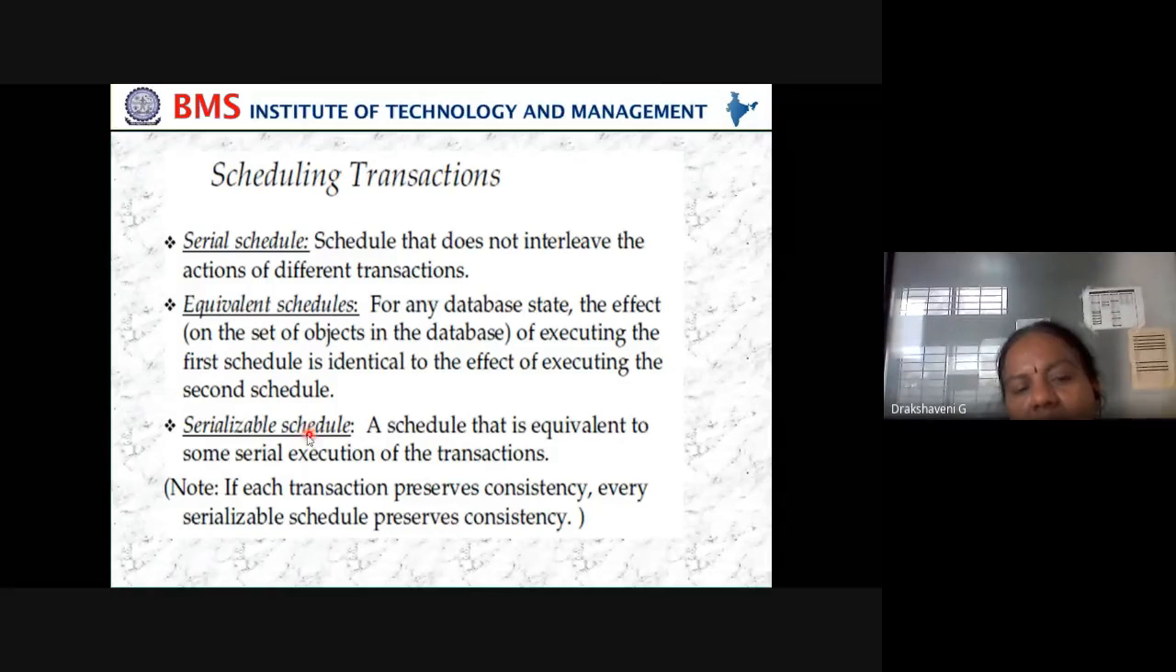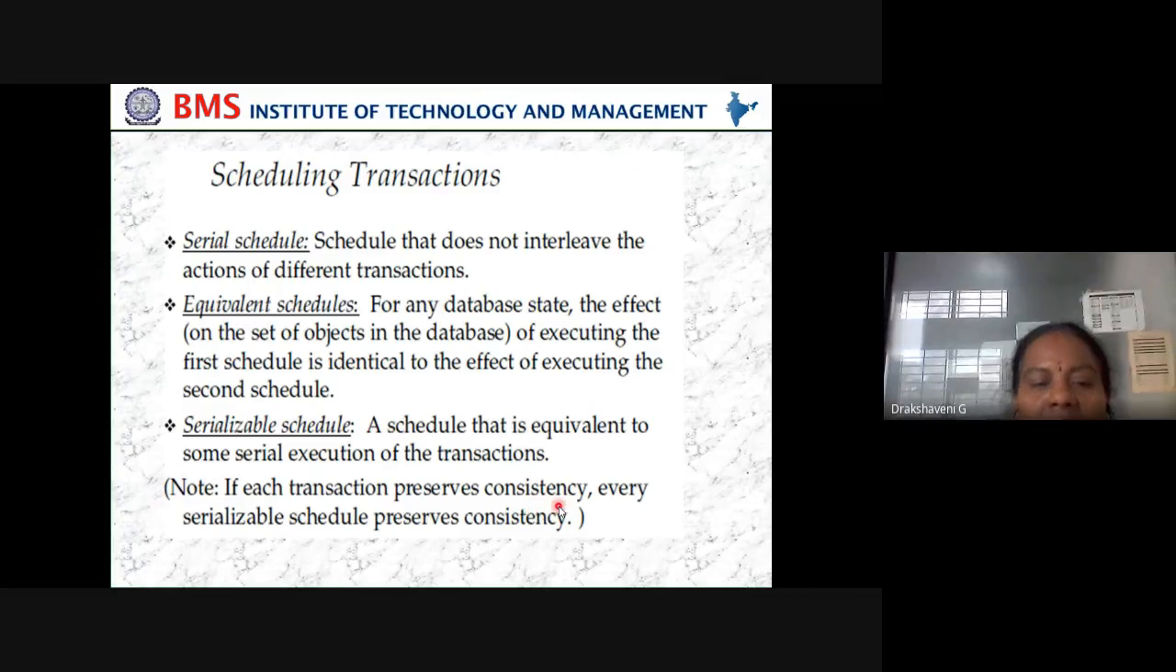Next is serializable schedule, a schedule that is equivalent to some serial execution of the transactions. Note, if each transaction preserves consistency, every serializable schedule preserves consistency. So that's scheduling of transactions: serial scheduling, equivalent scheduling, and serializable scheduling.